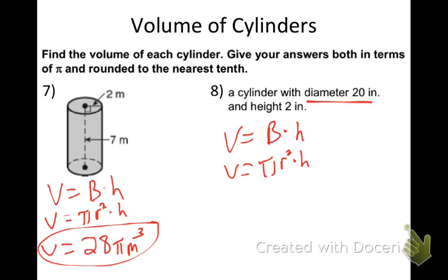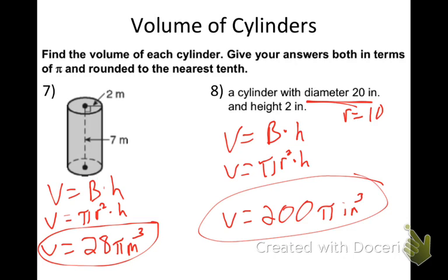What's the key here? They give me diameter. I want the what? Radius. If the diameter is 20, what's my radius, Tina? 10. So what's my answer here, Tina? 200 pi inches cubed. Nice job. Good work here.